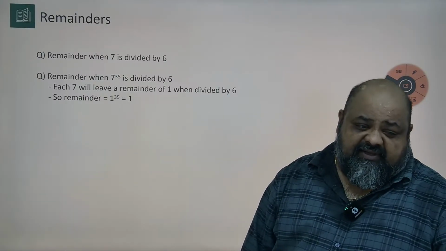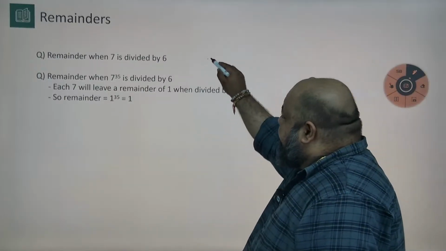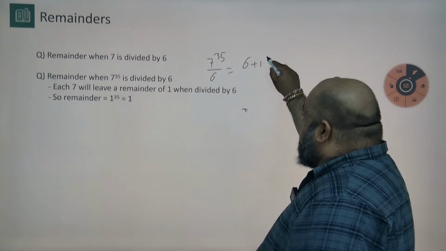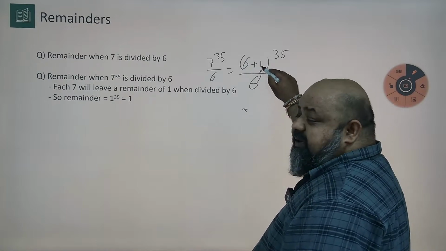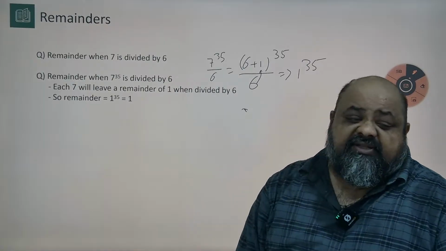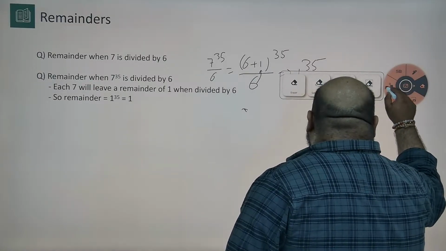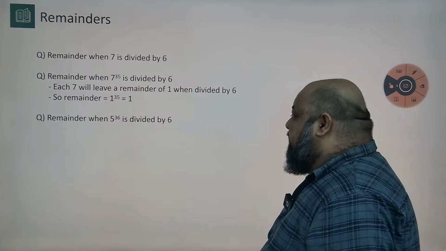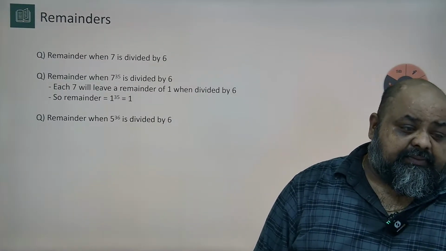So 7 raised to the power 35 by 6 can be looked as 6 plus 1 raised to the power 35. So I'll get 1 as the remainder every time. So overall remainder 1 raised to the power 35, which is nothing but 1. So we change the question now. What is the remainder when 5 raised to the power 36 is divided by 6?